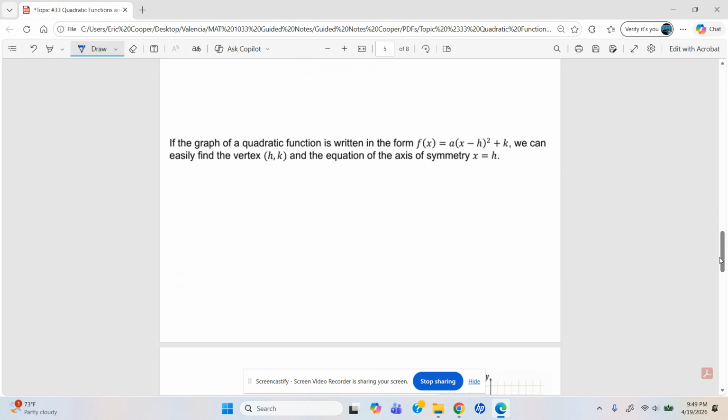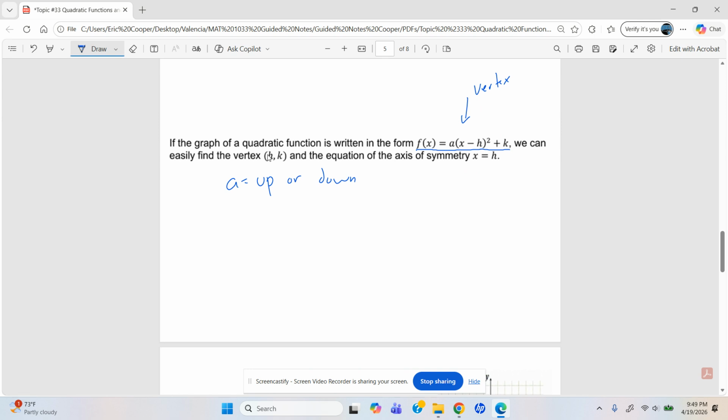If the graph of a quadratic function is written in a form that looks like this, f of x equals a times x minus h squared plus k, we can easily find the vertex h and k and the equation of the axis of symmetry at x equals h. So we end up calling this form, later on when you get to college algebra, vertex form. It's still a quadratic, but we look at the vertex in this case. Again, a is going to tell us if it opens up or down. As long as a is positive, it's going to open going up, and as long as a is negative, it will open going down, just like we've seen before.